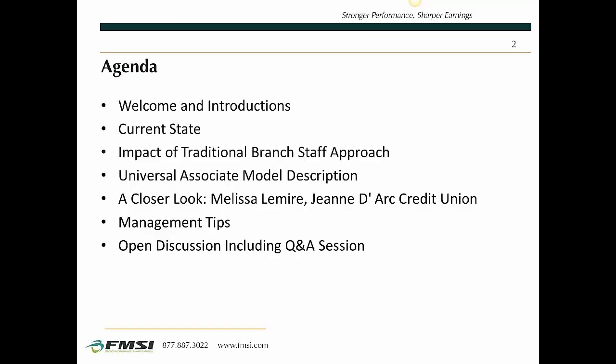Today we're going to open things up by talking about the current state. We're then going to move on and talk about the impact of traditional branch staff approaches. After that, we're going to discuss Universal Associate model descriptions. We're then going to take a closer look at one of FMSI's clients, Jeanne Credit Union, with Melissa Lemire. We're going to review a couple management tips. And at the very end, we're going to have an open discussion, including a Q&A session.